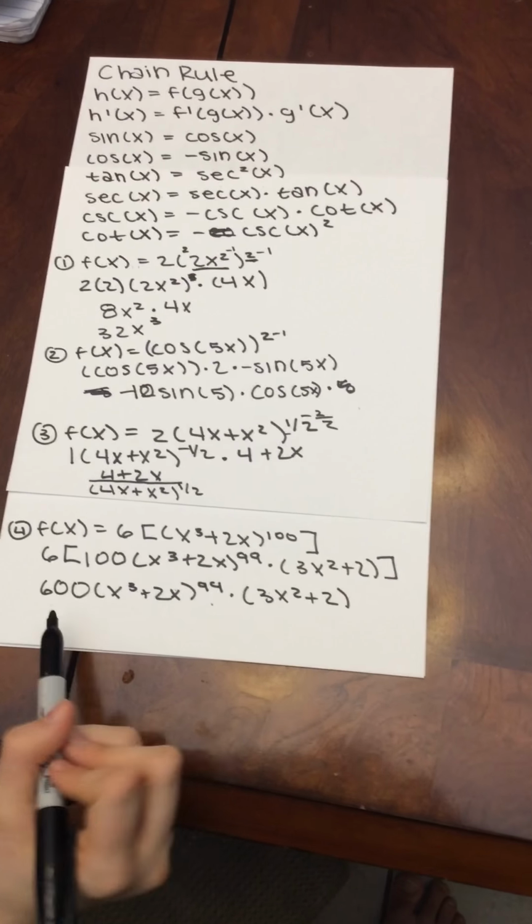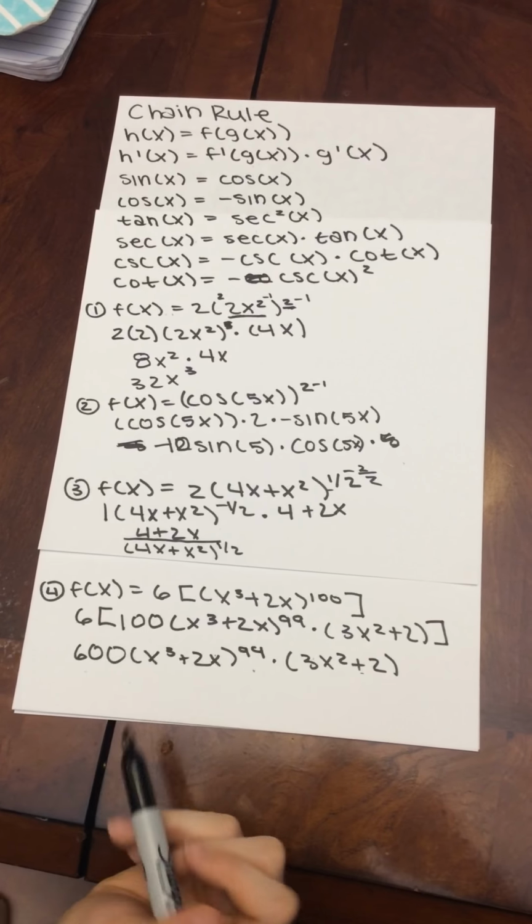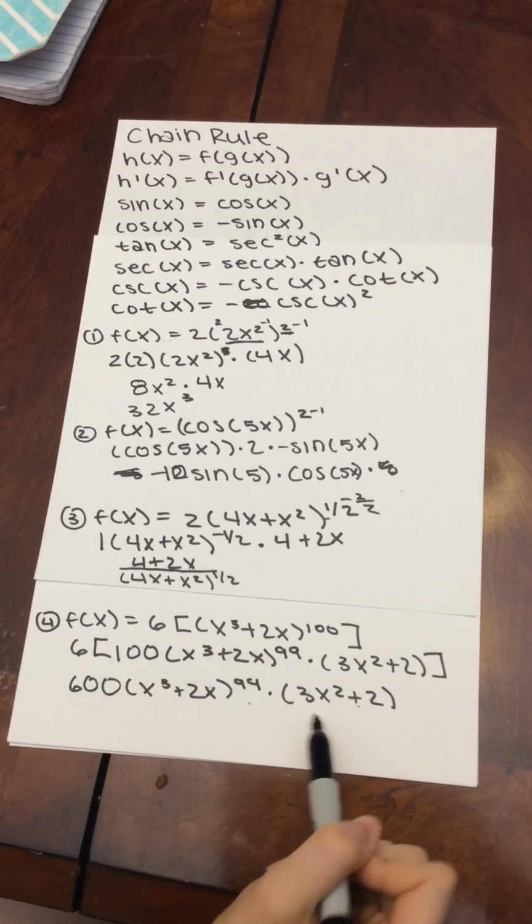With this one, you can also multiply this 600 times each of these numbers within, but since it's such a large number, I decided we should just leave it. But for future reference, you know to multiply that.